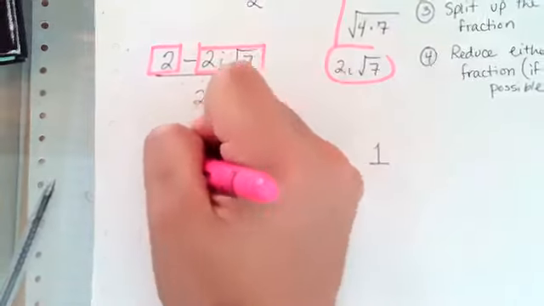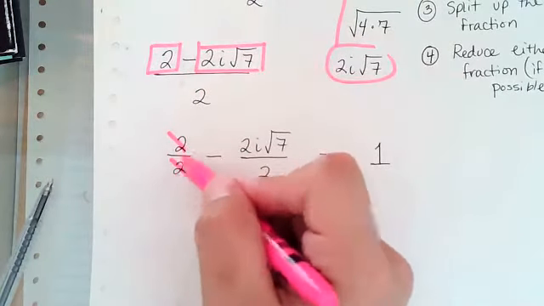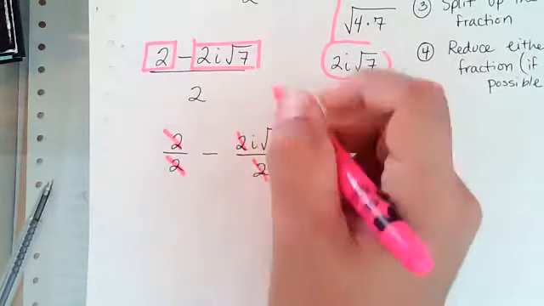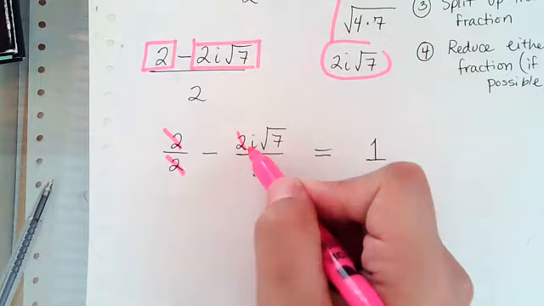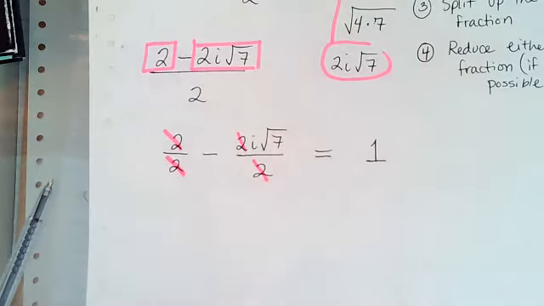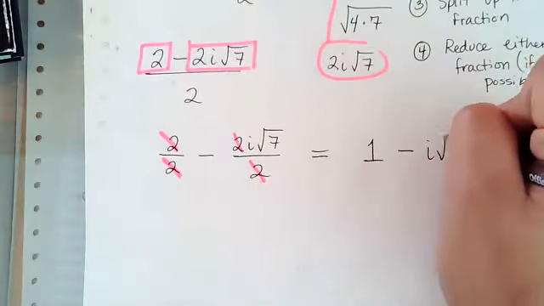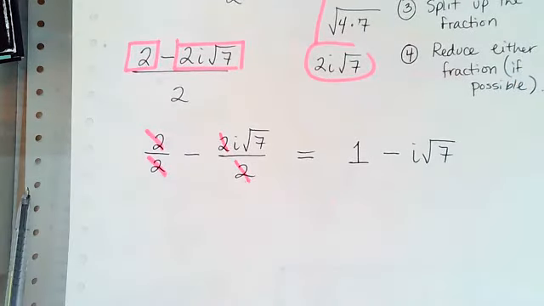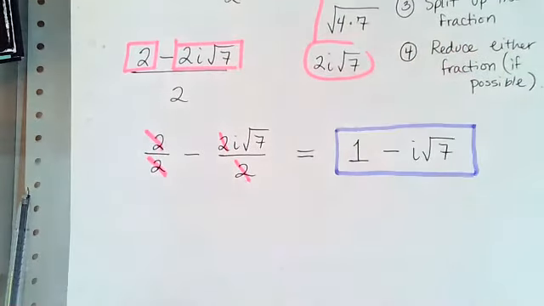So you could think about these as canceling out, but they don't cancel out to nothing. It's canceled by division. So 2 divided by 2 is 1. And then over here, these cancel out. It's still canceled by division. So 2 divided by 2 is 1. And all you're left with is the i root 7. So it should be 1 minus i root 7. And that should be the end of that story.